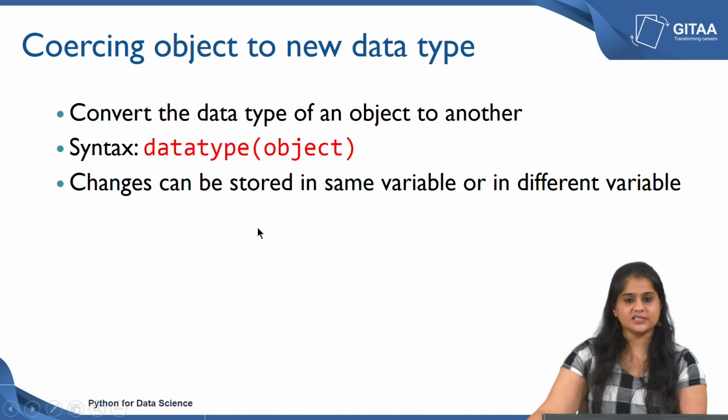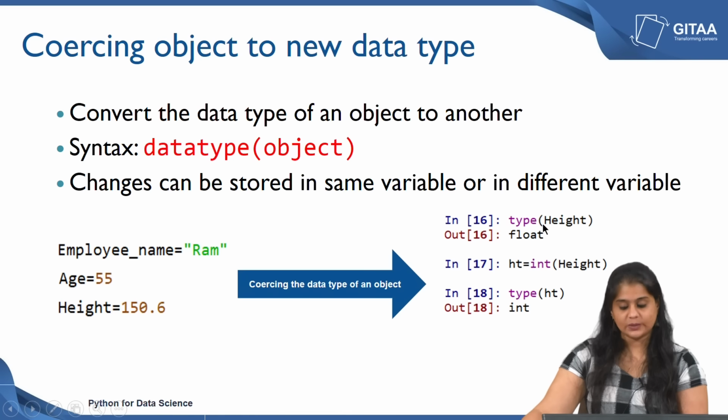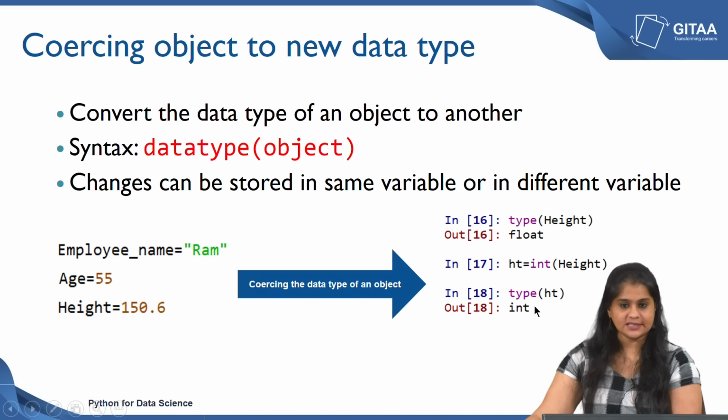Now, all the changes that have been made to the variables can be stored in the same variable or a different variable. In this case height is of a float data type. Let us say I want to convert it to an integer data type. So, I say int of height, which converts it to an integer data type, but if I want these changes to be reflected in my environment, I have to store it onto a variable. Now, the variable can have the same name or a different name. So, in this case I am converting height to an integer data type and I am storing it onto a new variable called ht. Now, if I get the type of ht, the output is int, which means height has been converted to an integer data type.